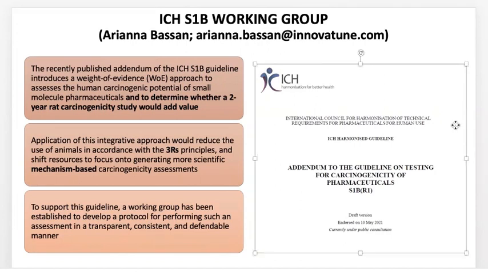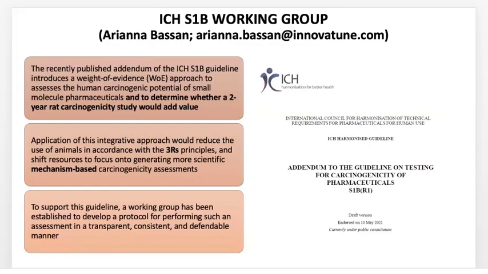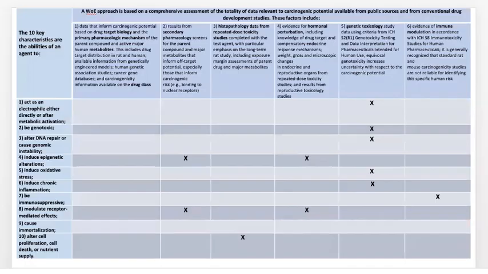Next slide, please. So across the top is the weight of evidence approach. It's broken down into 6 different categories. Number 1 is data that informs the carcinogenic potential based on drug target biology, knowing pharmacological mechanisms. Second one is secondary pharmacology. Third one is histopathology. 4 is hormonal perturbations. 5th is genetic toxicology. 6th is immune modulation.